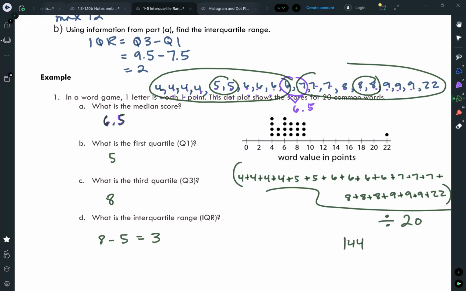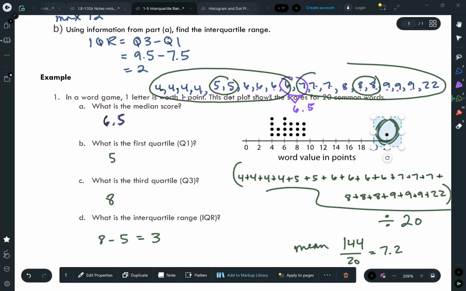And then I want to take that and divide by 20. And I get 7.2. What I think is interesting to bring up about this one is my mean is 7.2. That's larger than my median. And that's because I'm using this data value and averaging that in. So that's why we say that this one is skewed. This data value, the one on the right, is skewing it and making the mean larger than what it should be. So that's why when we have something that's skewed, we want to use the median as a better descriptor.